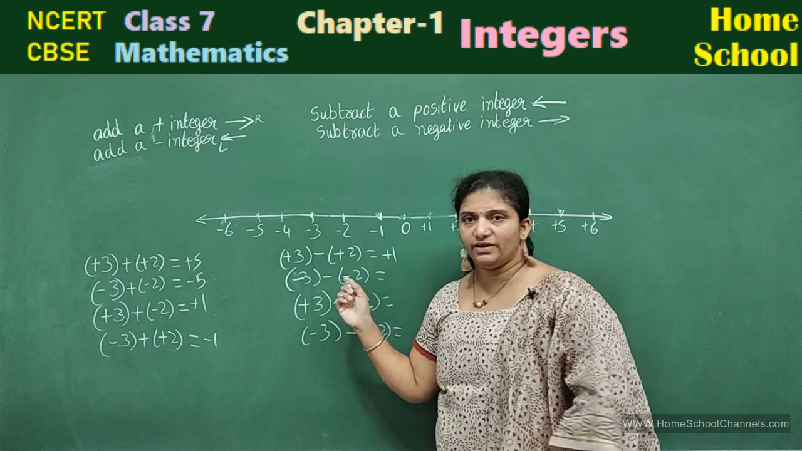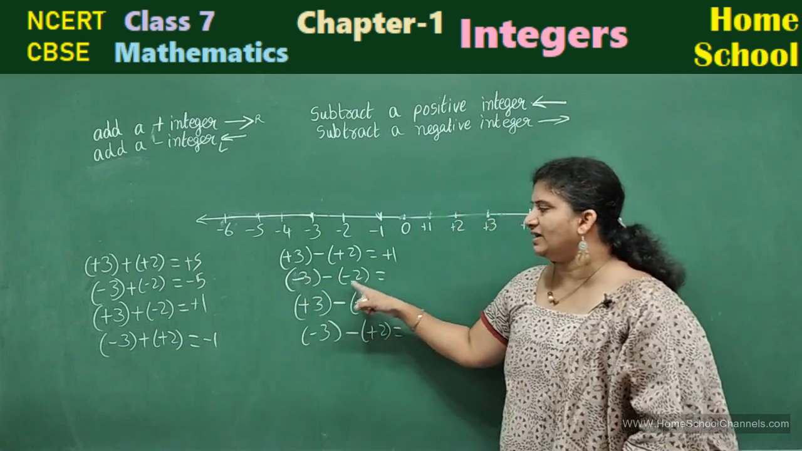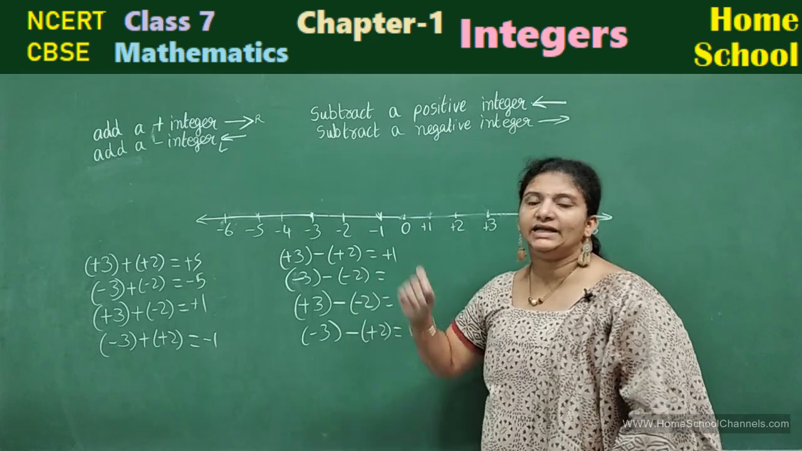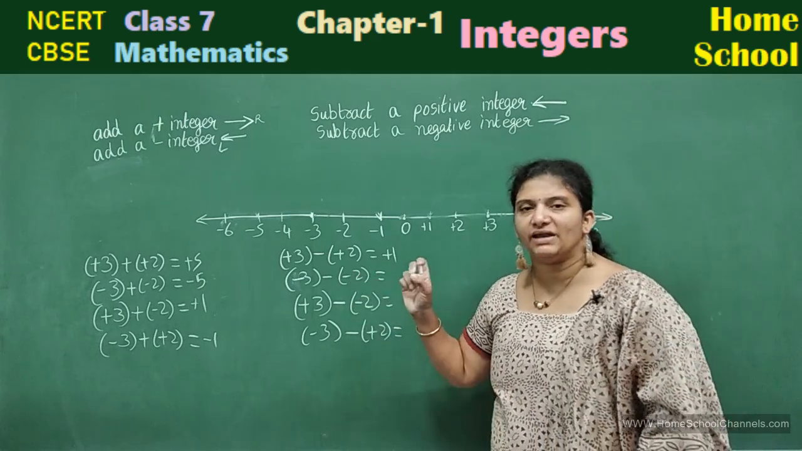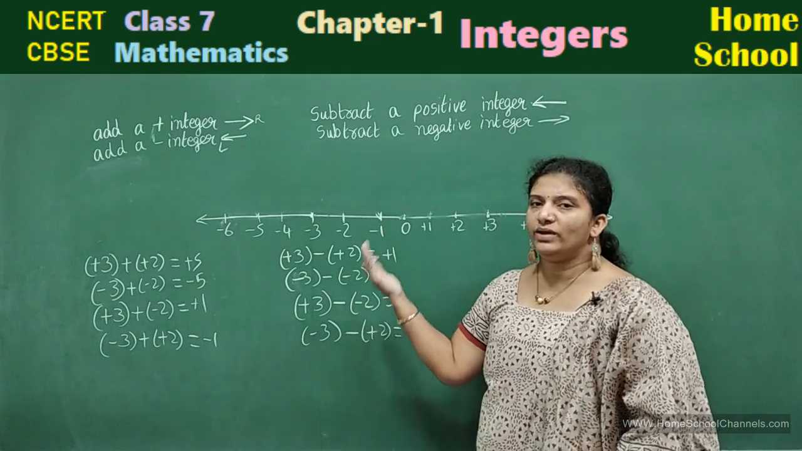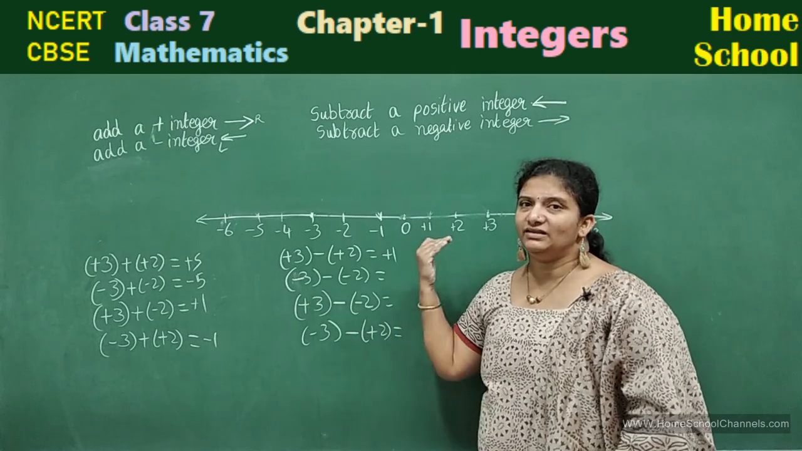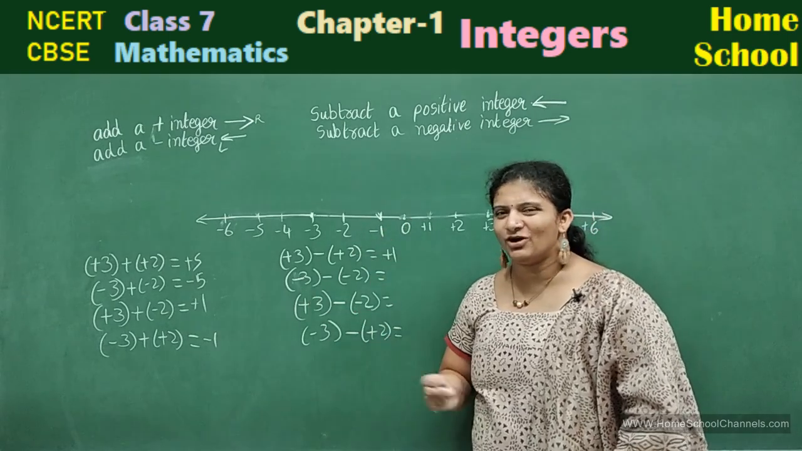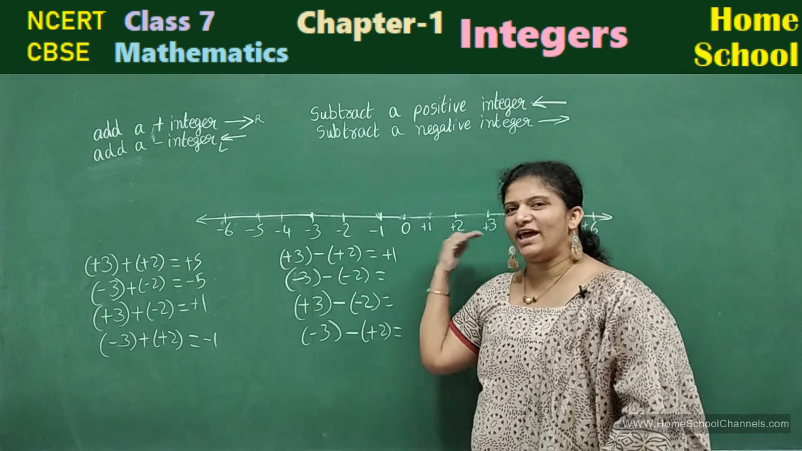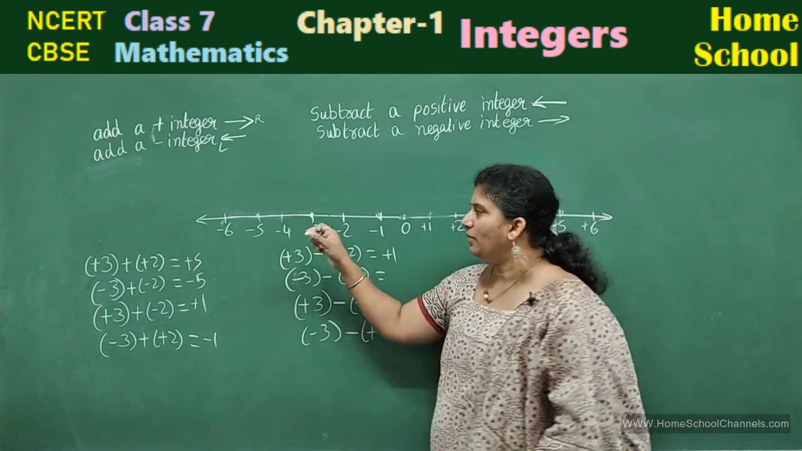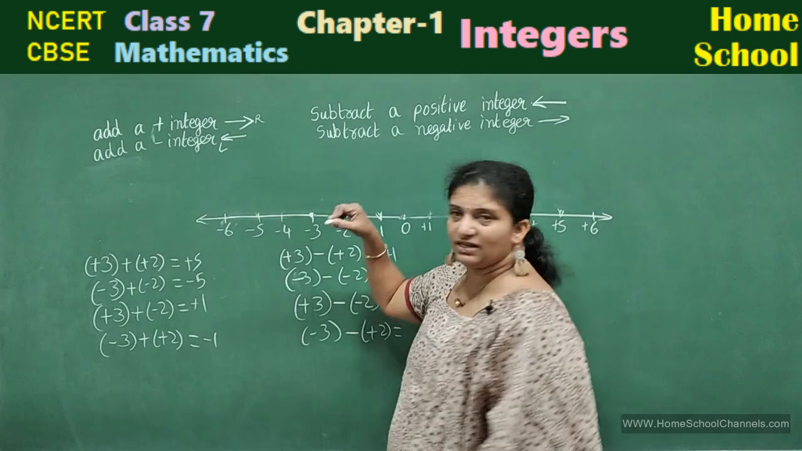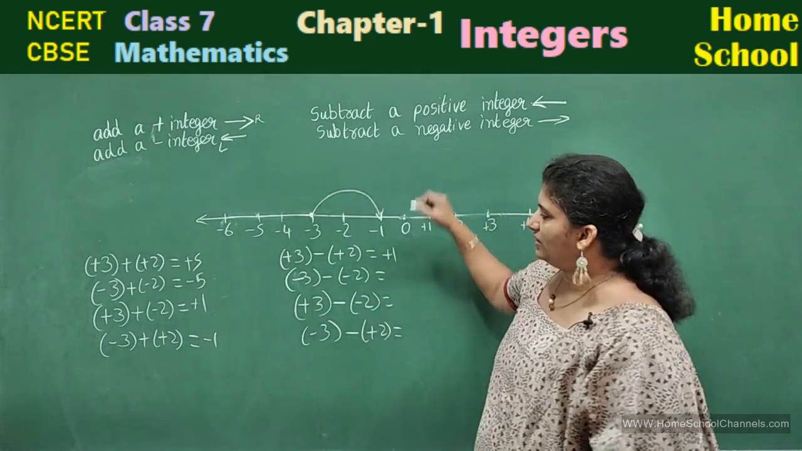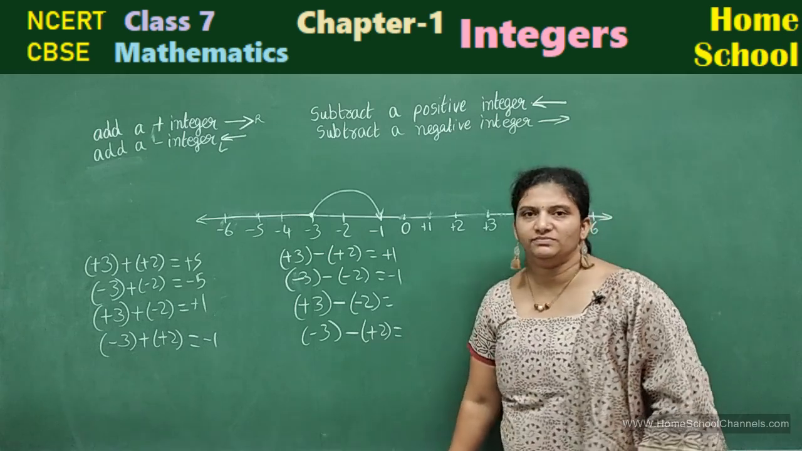Now let's see the next one. Minus 3 minus of minus 2. Yeah, subtracting a negative integer. When we subtract a negative integer, we need to move right side. Subtract negative, both are negative. If you multiply, it will be positive, right? So we should go right side. How many? 2. First, your position is minus 3. Okay, 2 digits towards right side. Your answer is minus 1.